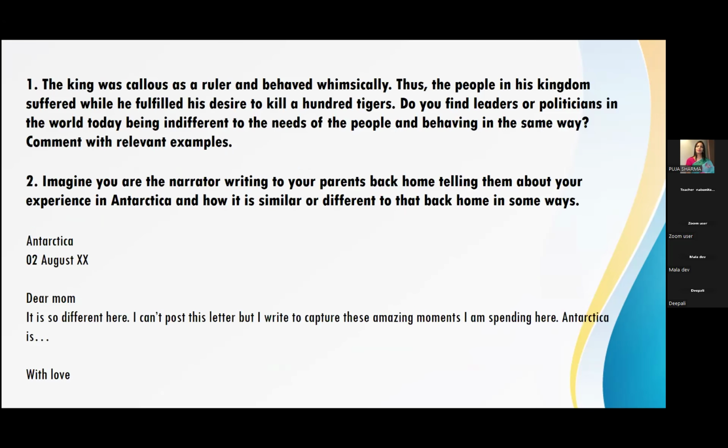Okay, here we have another question. Now, this is the question which I have actually lifted from one of the CBSE's papers. The king was callous as a ruler and behaved whimsically. Thus, the people in his kingdom suffered while he fulfilled his desire to kill 100 tigers. Do you find leaders or politicians in the world today being indifferent to the needs of the people and behaving in the same way? Comment with relevant examples. So can you guess what category or what level of Bloom's taxonomy is this one?